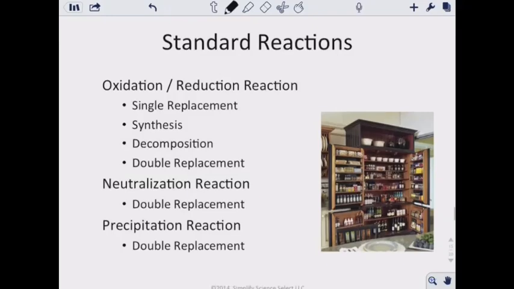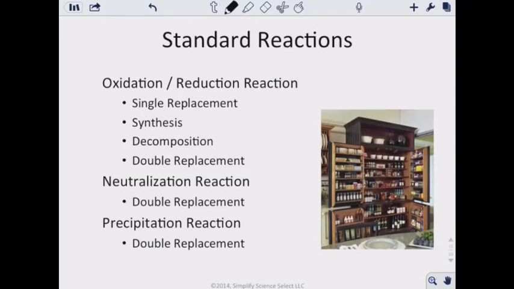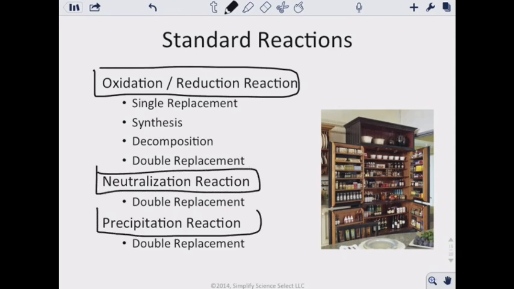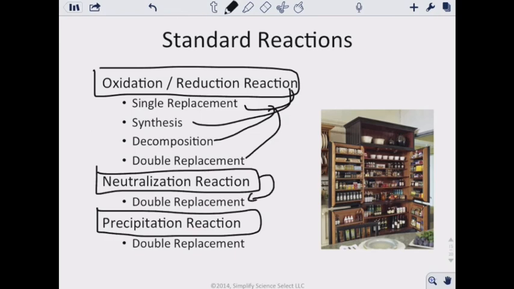The standard reactions are oxidation reduction reactions, neutralization reactions, and precipitation reactions. The major types fit in with all of these, and we can organize by oxidation reduction, neutralization, and precipitation, and it covers everything. Oxidation reduction reactions can be single replacement, synthesis, decomposition, and double replacement reactions. Neutralization reactions are a specific type of double replacement reaction, and a precipitation reaction is also a specific type of double replacement reaction. So we can categorize every chemical reaction by these 3.